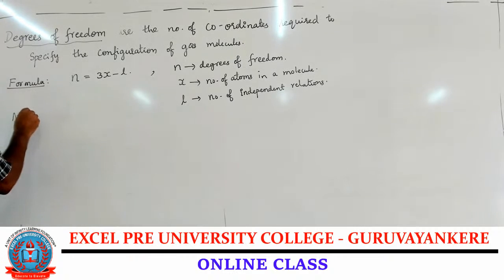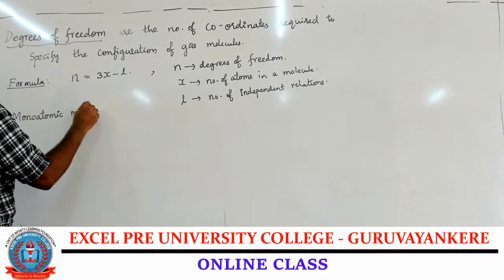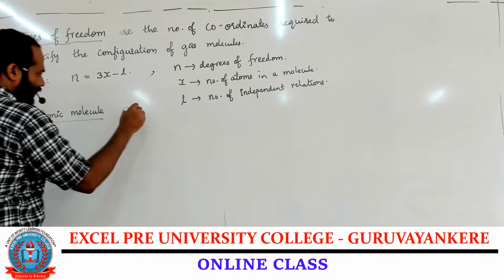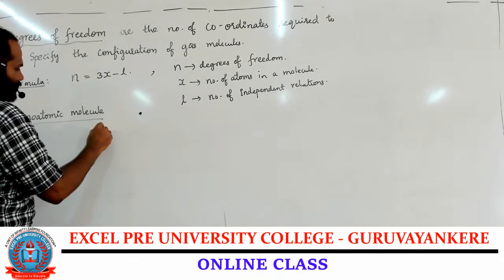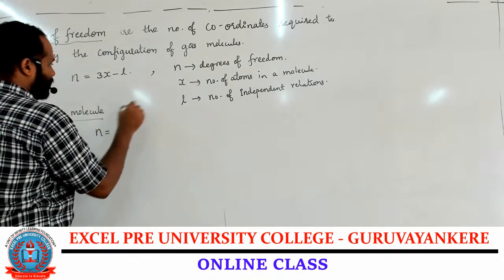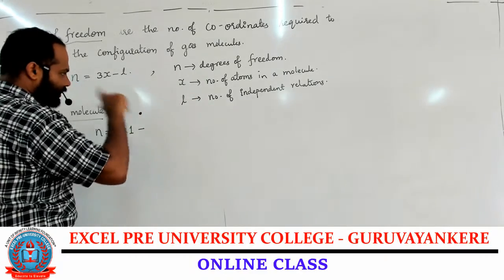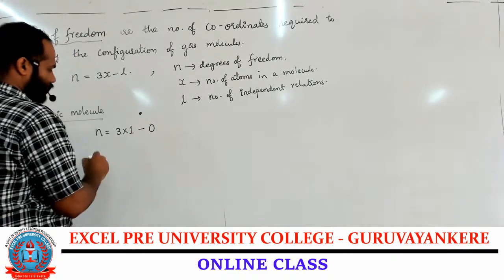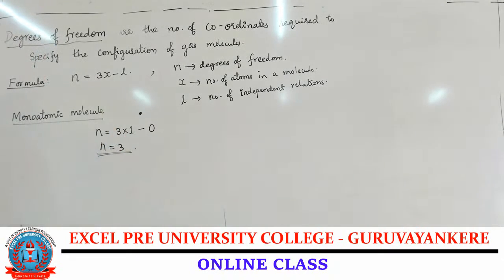Now, monoatomic molecule. Monoatomic means single atom. What is the number of atoms in a molecule? 1. Does it have any independent relation with another atom? No. So its degrees of freedom is 3. For a monoatomic molecule, its degree of freedom is 3.